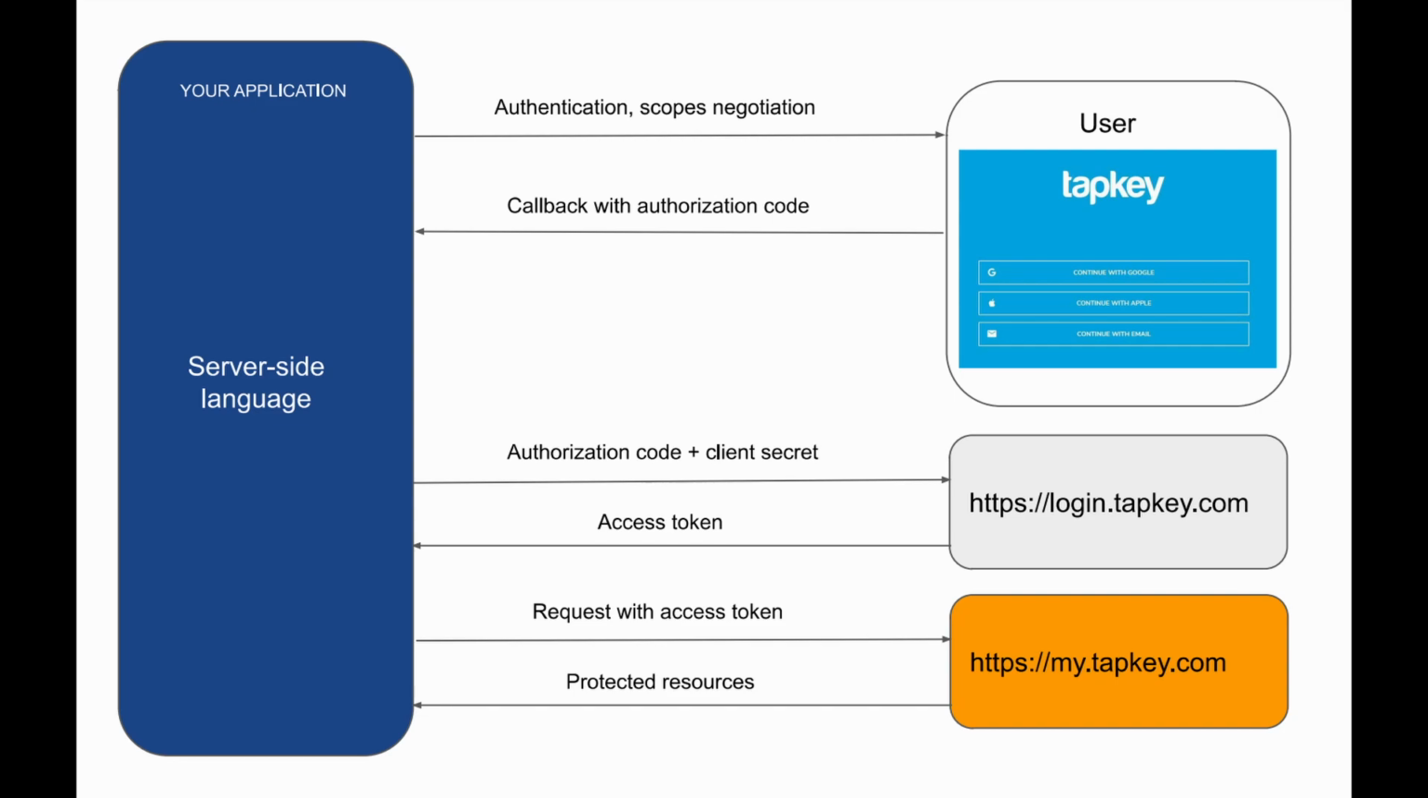The next step is to take the authorization code and together with client secret send it as a post request to Identity Server again. In exchange, an access token is returned, which can be then used with Tapkey Web API to access the protected resources. This was a brief overview of how Authorization Code Flow works.